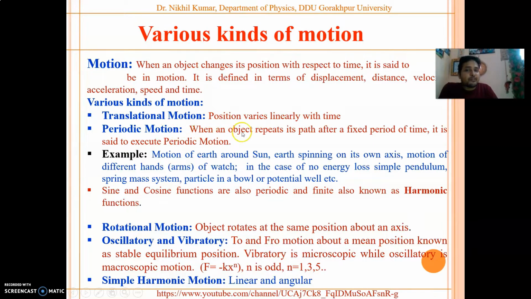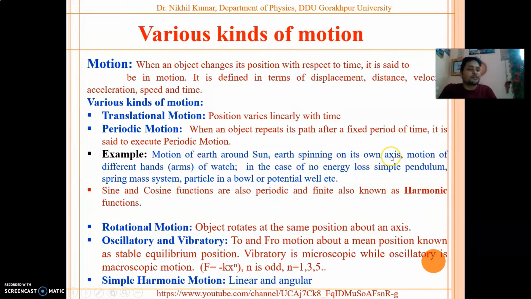What is periodic motion? When an object repeats its path after a fixed period of time, it is said to execute periodic motion. जब कोई ऑब्जेक्ट एक फिक्स्ड इंटरवल ऑफ टाइम के बाद अपने पाथ को रिपीट करता है, तो हम इस मोशन को पीरियोडिक मोशन कहते हैं. For example, motion of earth around sun is a periodic motion and the time period is 365 days.